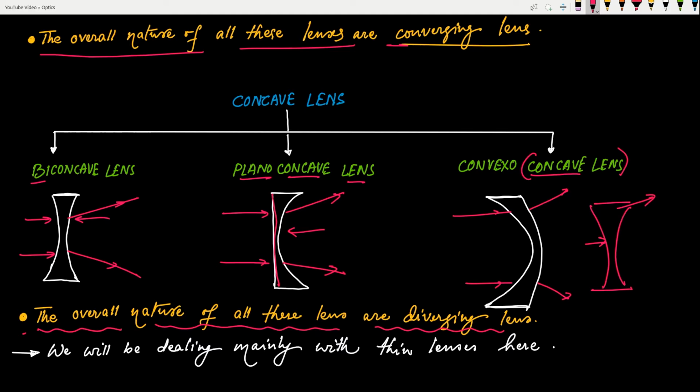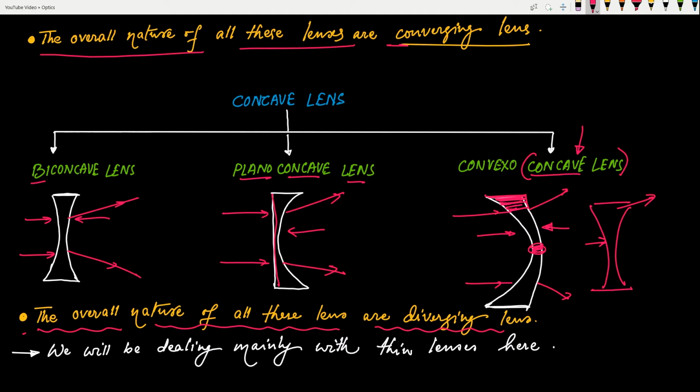Similarly if you look into this figure, we will see that the edges are thick and the center is thin, therefore this is known as convexo-concave lens. That is, one side is convex, this side is convex, and this side is concave, but since the center is thin and the edges are thick, the ruling is that of a concave lens. That means it will act as a diverging lens. I hope this much is clear.